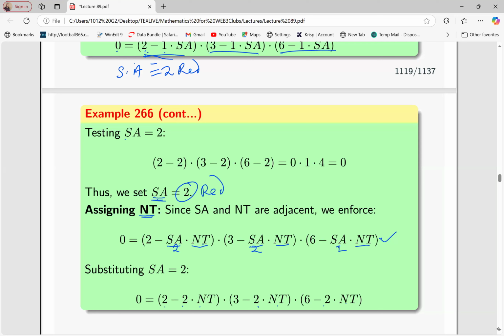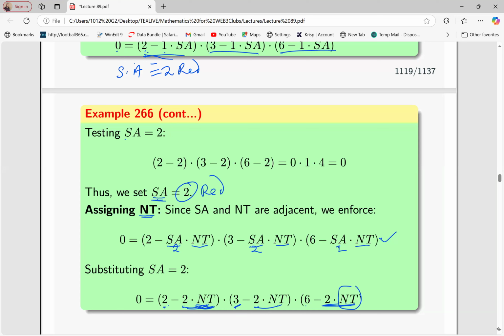Now, we want to get a 0. There are various ways of getting a 0 here. One way is to look at what this color would be. This color could be 1. If this color is 1, then we have 2 minus 2, here it would be 3 minus 2, and here it would be 6 minus 2. But you can also make this part 6 by letting this one be 3. If NT is 3, then we would have 6 minus 6, and the rest will be 3 minus 6 and 2 minus 6.